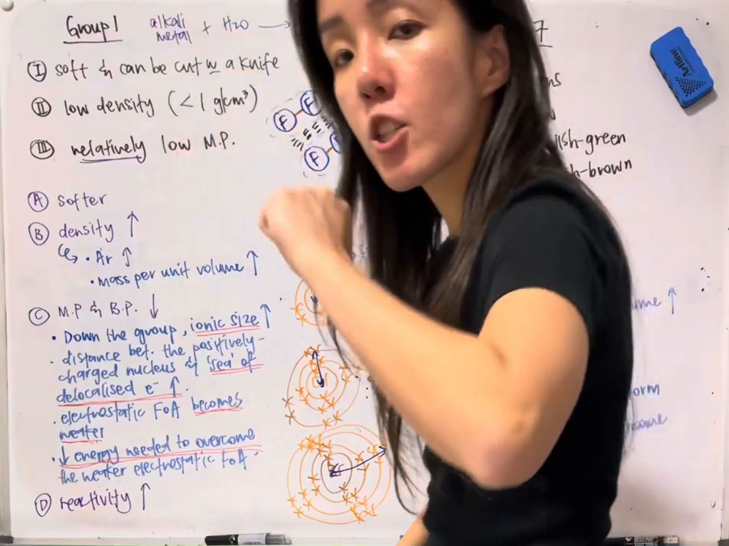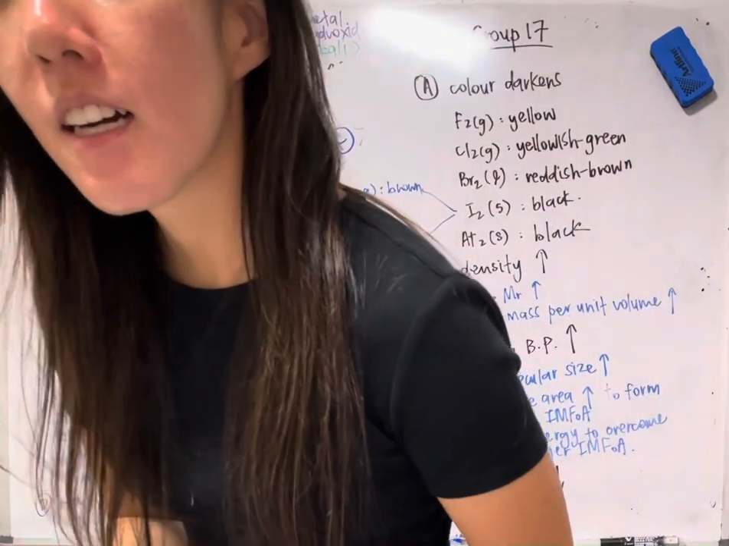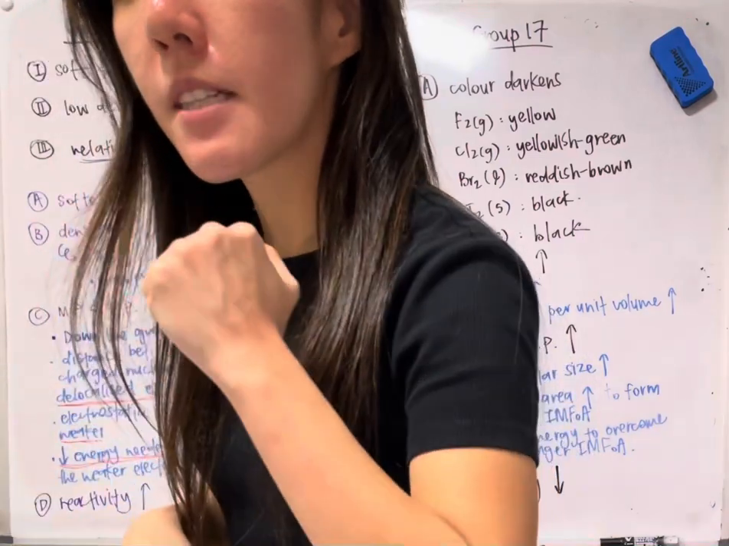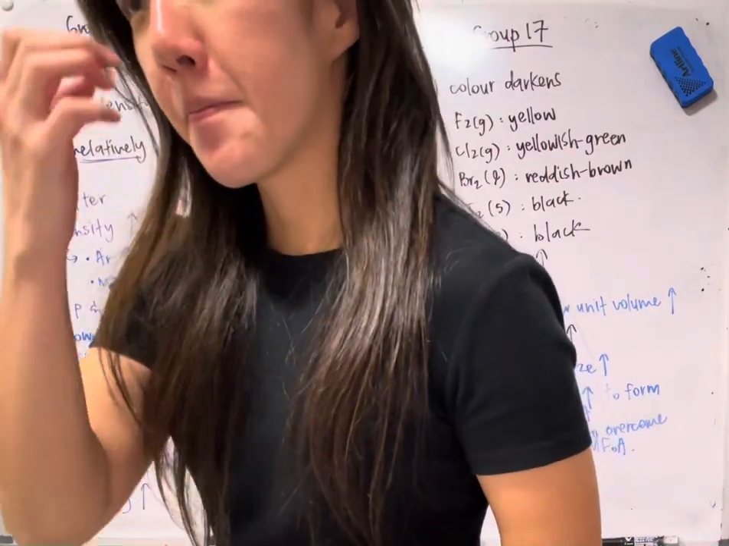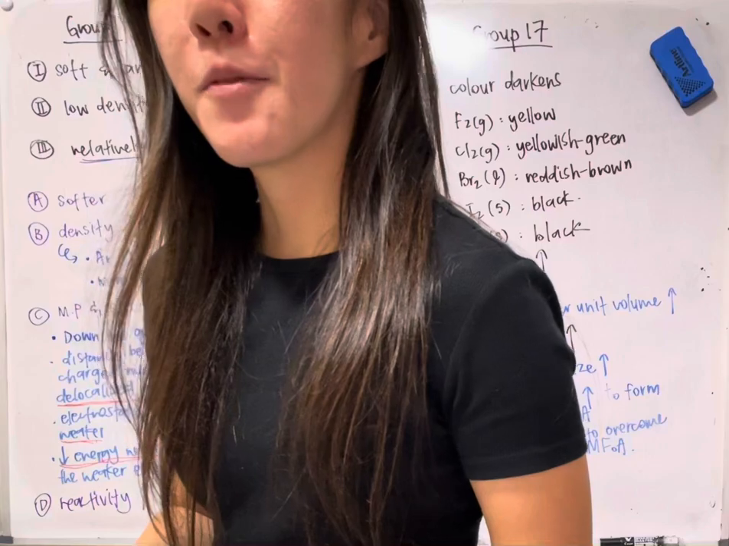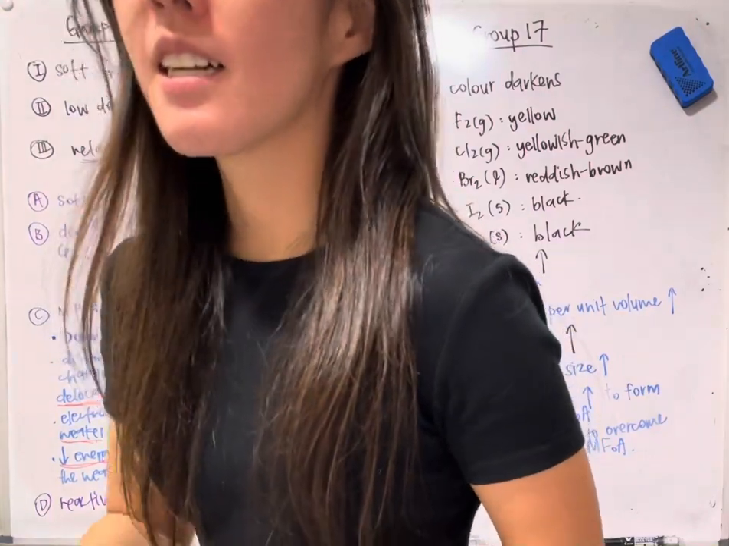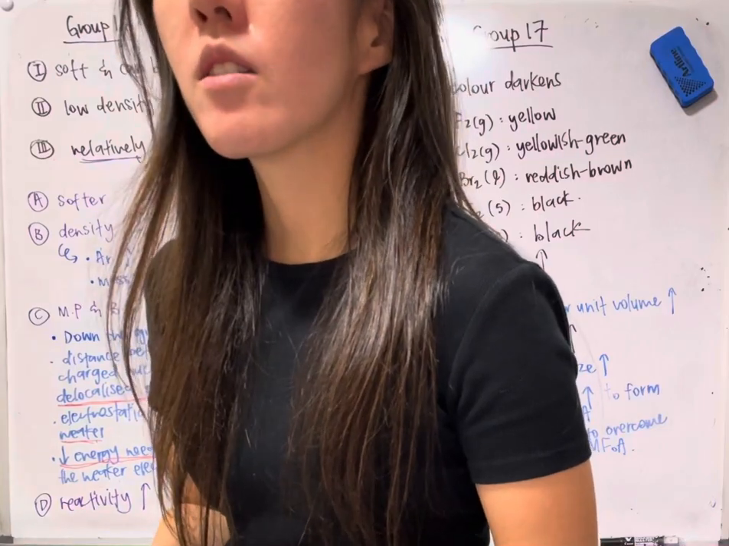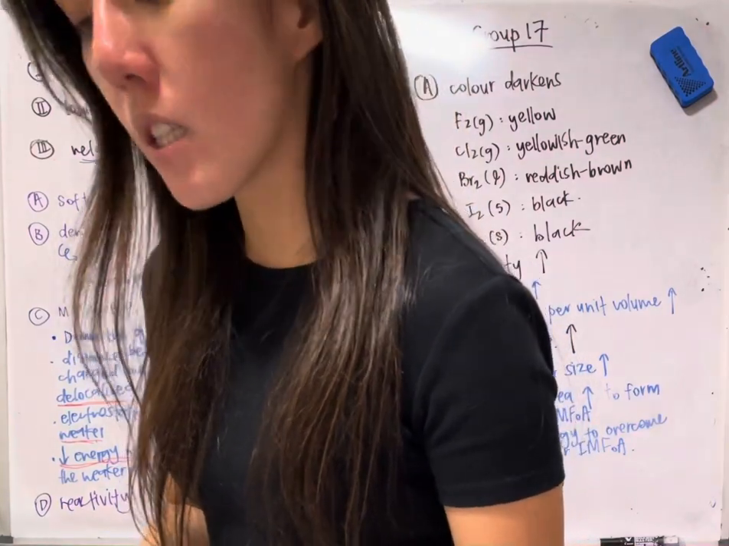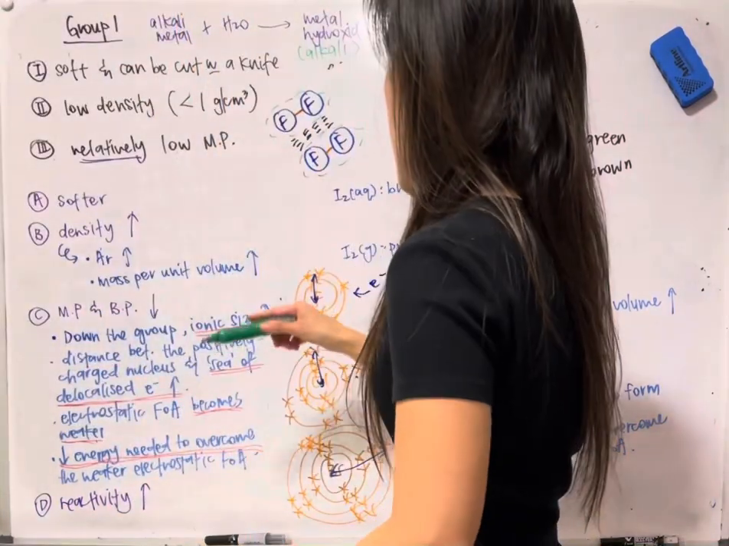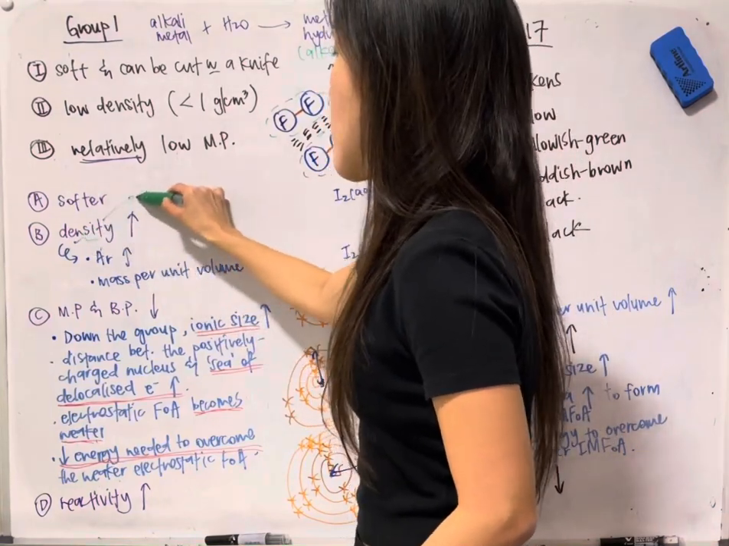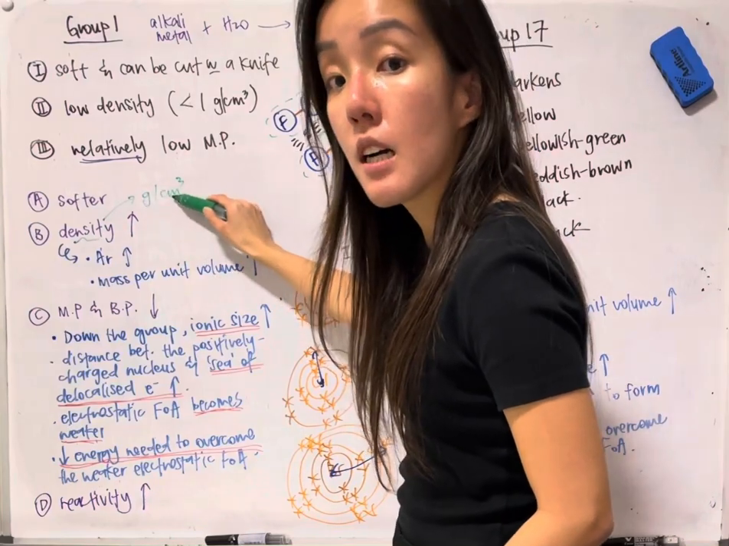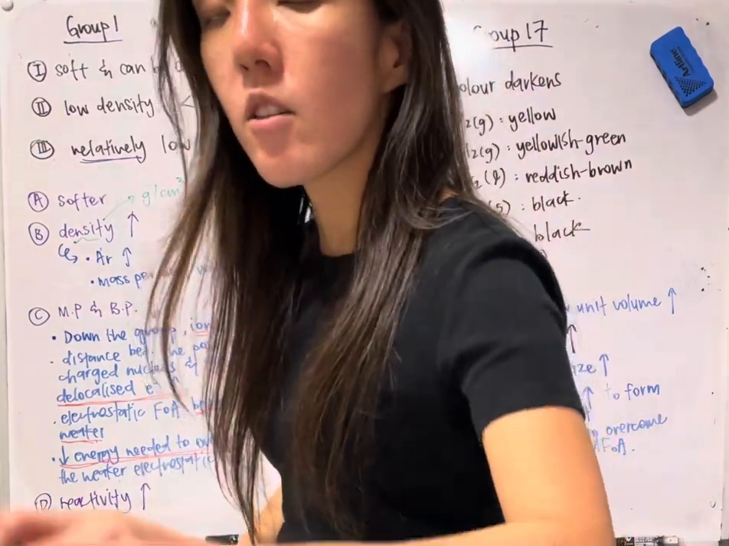Very good. Name me another trend for group 17. The density increases. Okay, explain. The MR increases. So mass, size of particle? No. Think about this: what's the unit for density, class? The unit for density is grams per cm cubed, right? So the mass per unit volume increases. Yes.